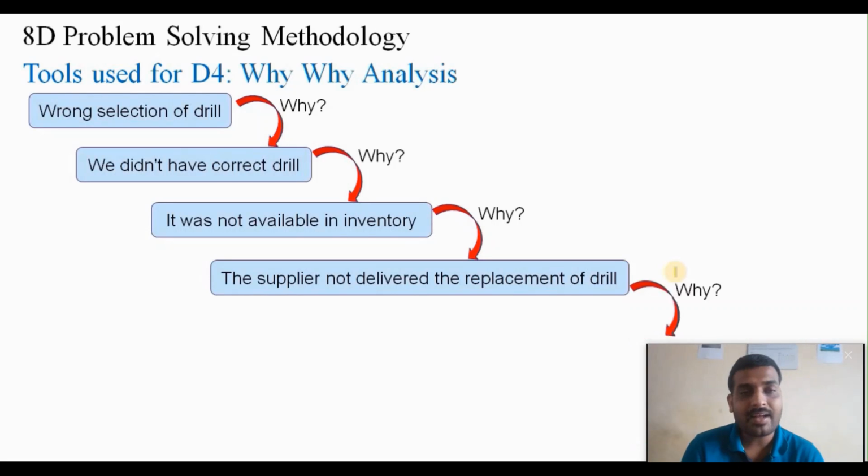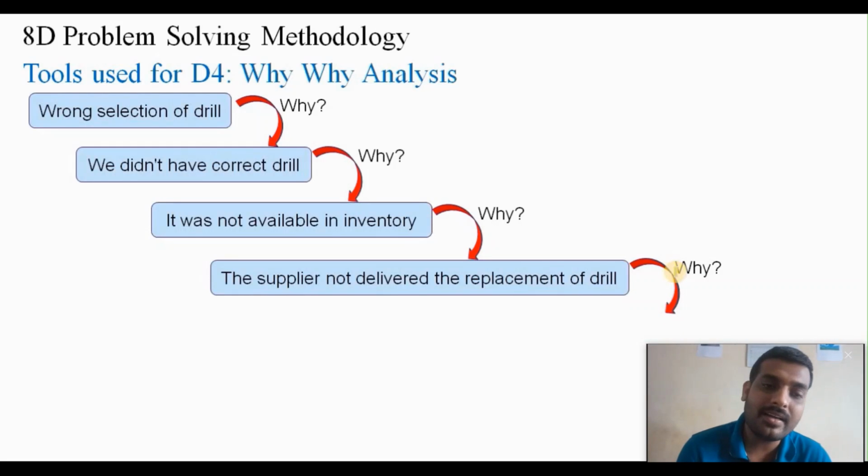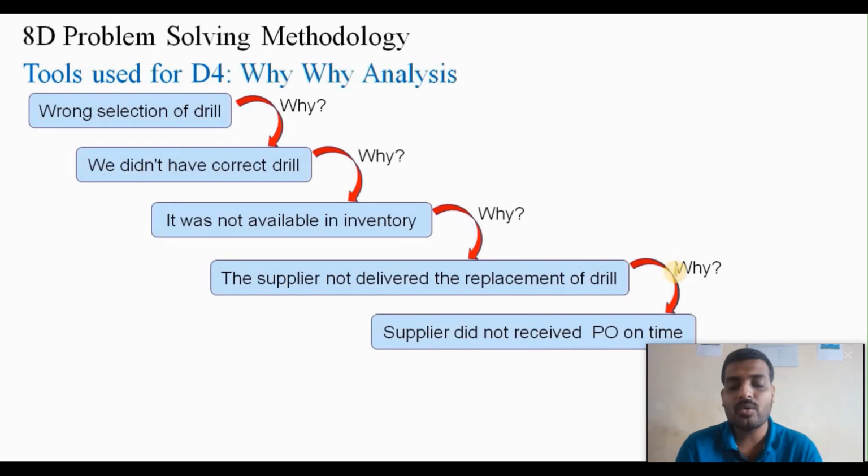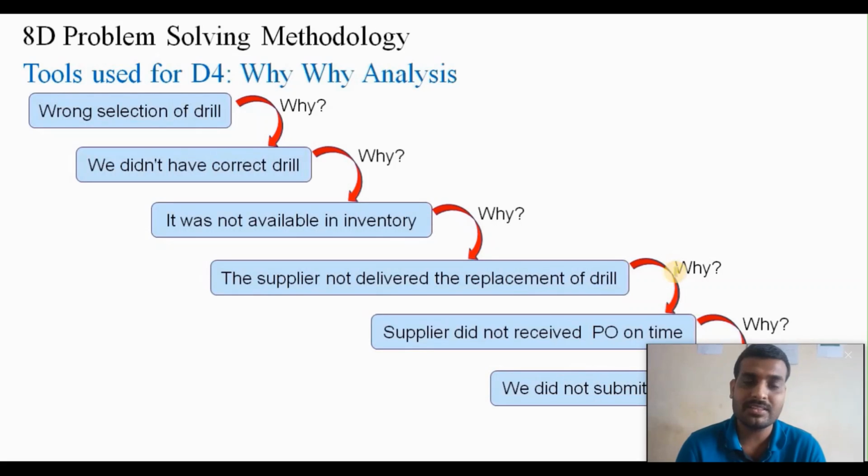Okay, then again if you go ahead in the Why-Why analysis, then you will go towards the managerial root cause. Why it was, we don't know. So if you go again in detail for this Why-Why, then you will come across the managerial root cause. So here we did not submit the PO on time. For this you have to initiate the action, so that the wrong selection of the drill will not happen. Okay, this is about the Why-Why analysis.